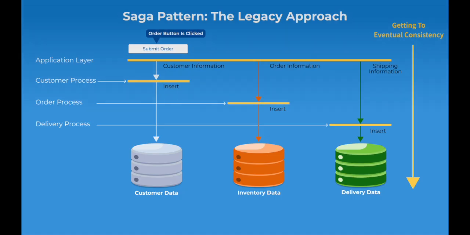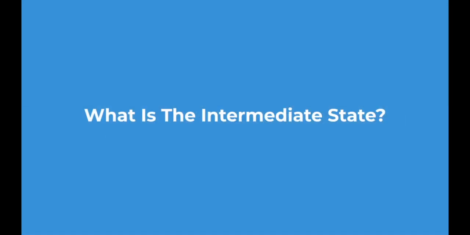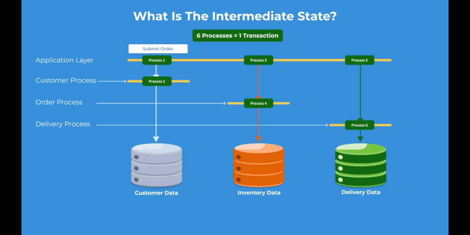The challenge and issues of the Saga Pattern is the intermediate state. So, what is the intermediate state? In the example, for every order submitted by the customer, 6 steps need to take place before the order goes through. The intermediate state is the state between a transaction while it processes all compensating transactions until the transaction is committed or rolled back.